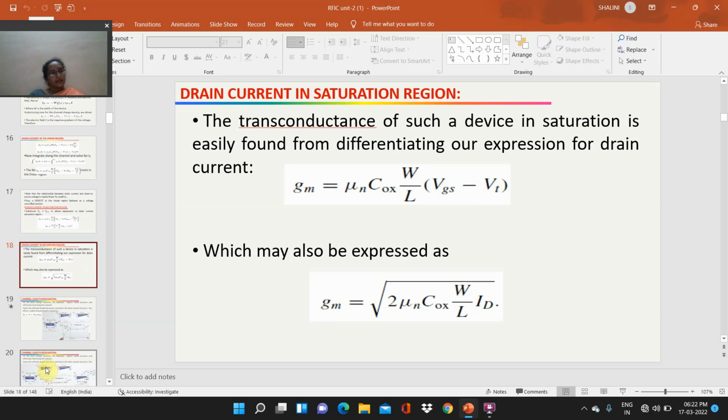The transconductance of such a device in saturation is easily found by differentiating our expression for drain current. Then gm is equal to mu_n Cox (W/L)(VGS - Vt), which may also be expressed as gm is equal to the square root of 2 mu_n Cox (W/L) ID.